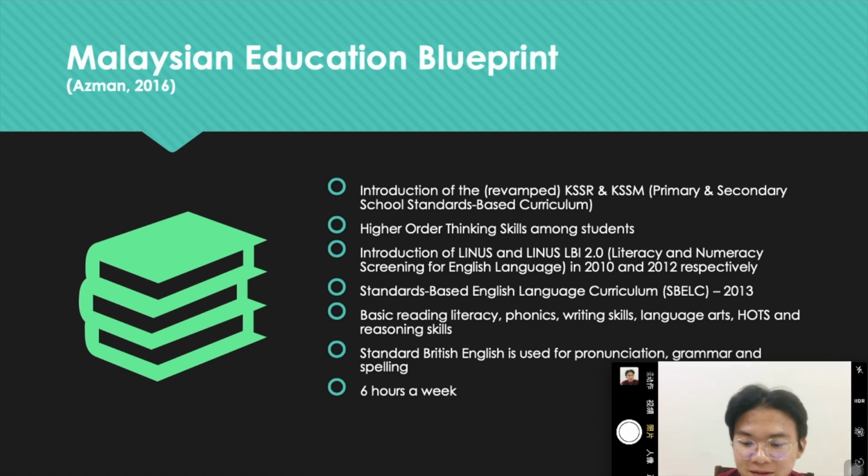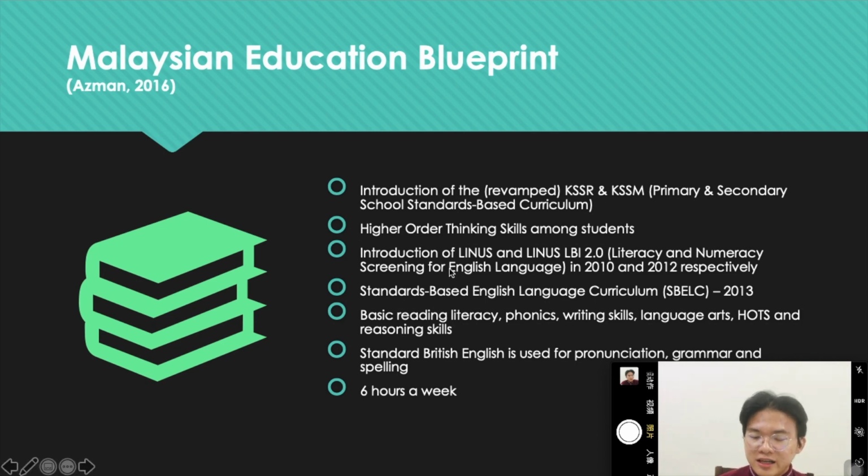Coming back to the slide, the Malaysian Education Blueprint marks the introduction of the revamped KSSR and KSSM, the primary and secondary school standards-based curriculum. It is a platform for higher order thinking skills, HOTS, to be developed among students. LINUS and LINUS LBI 2.0, literacy and numeracy screening for English language, were introduced in 2010 and 2012, respectively.